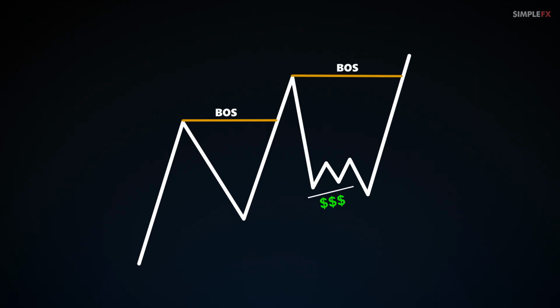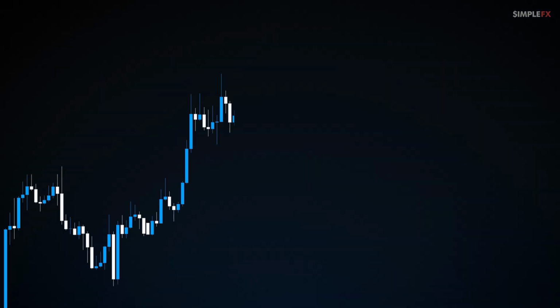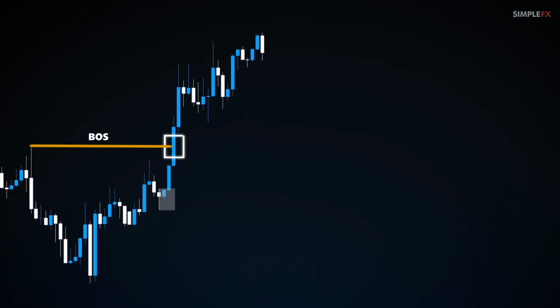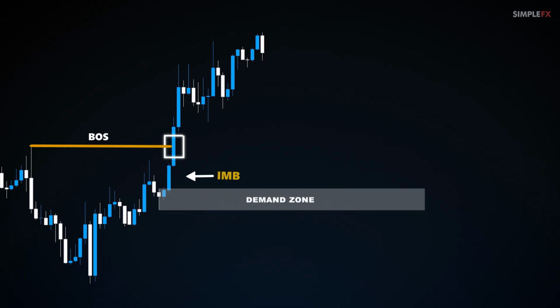Now the real question is, how do we enter a setup like this on a real chart? Let's break it down step by step. Let's do it. Here you're looking at the Euro to US dollar M15 chart. After a pullback, we get a clean break of structure. No inducement, just one unmitigated demand zone sitting below an imbalance.